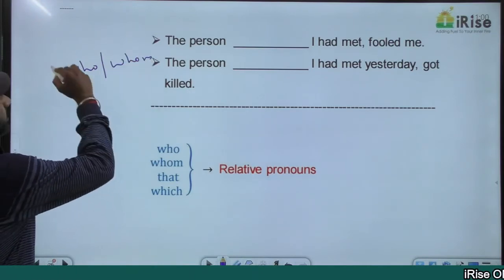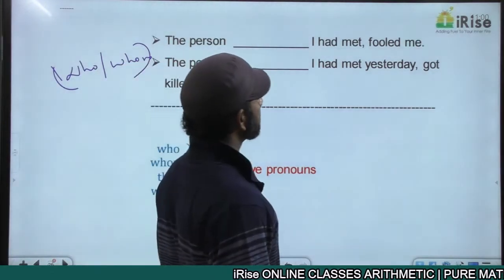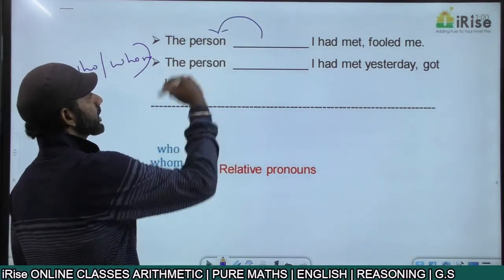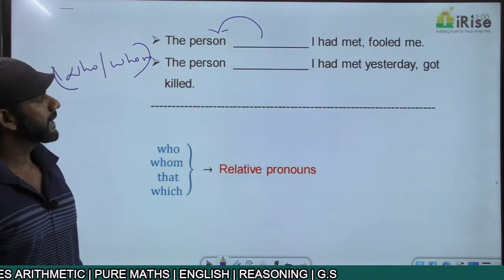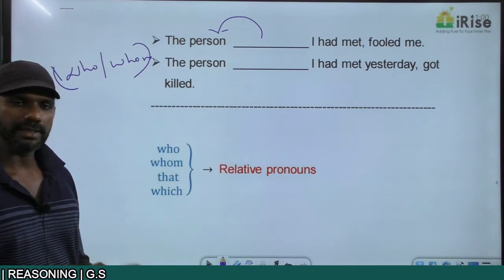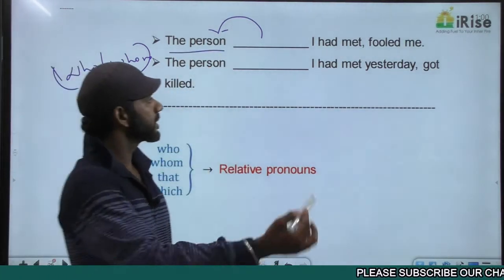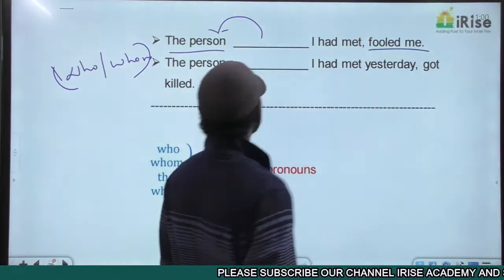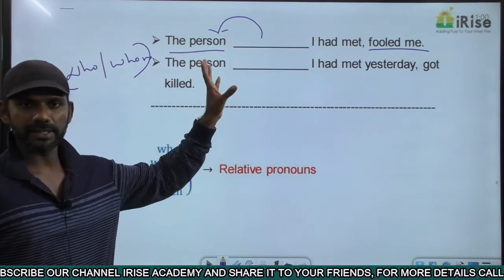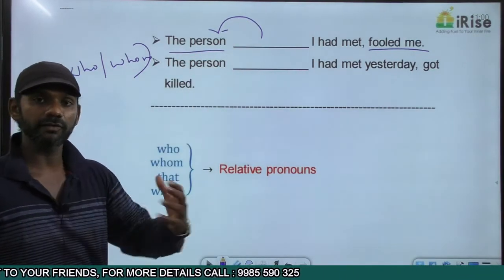Understand the meanings of these two statements. The person ___ I had met fooled me. This blank stands for the person. The person ___ I had met, comma, fooled me. According to the sentence, the action related to the person is: the person fooled me. The person ___ I had met fooled me means the blank stands for the person, and according to the sentence, the action related to the person is: the person fooled me.